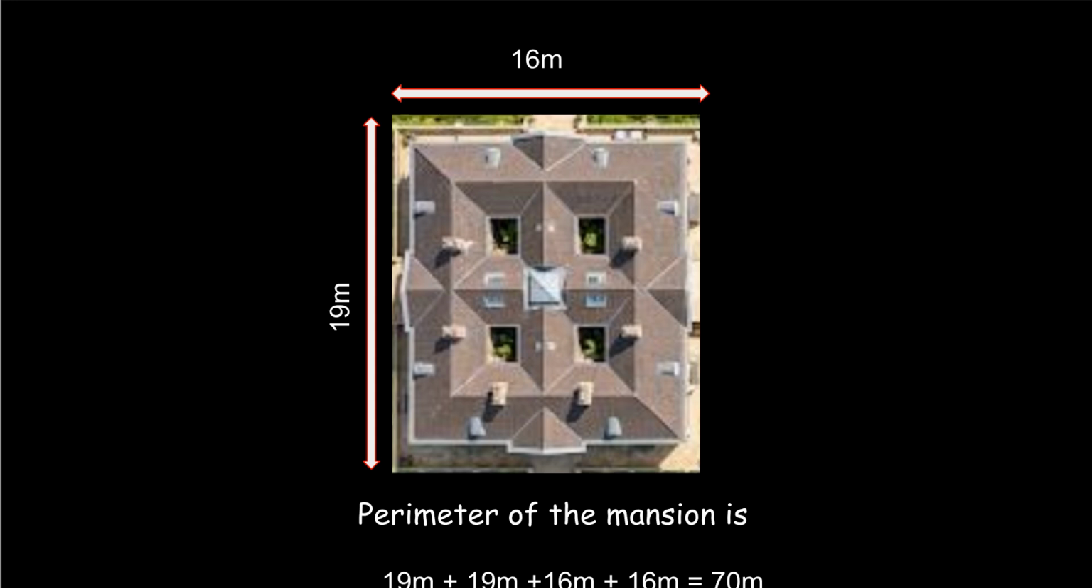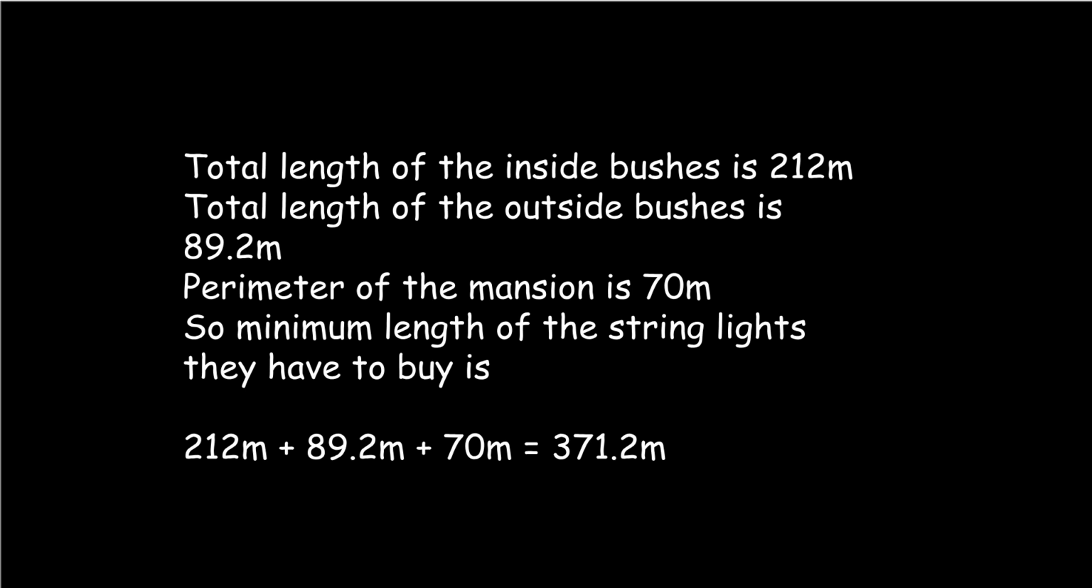Finally, the team must calculate the perimeter of the mansion itself. The sides are labeled with lengths of 16 meters and 19 meters. The perimeter of the mansion is calculated as 19 meters plus 19 meters plus 16 meters plus 16 meters, which totals 70 meters. The final step is to sum all the calculated perimeters.